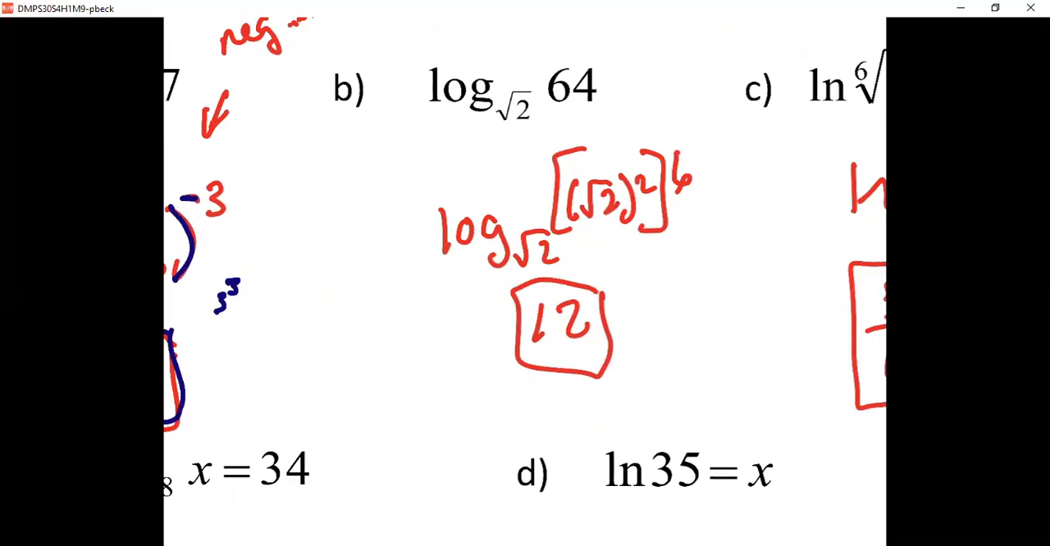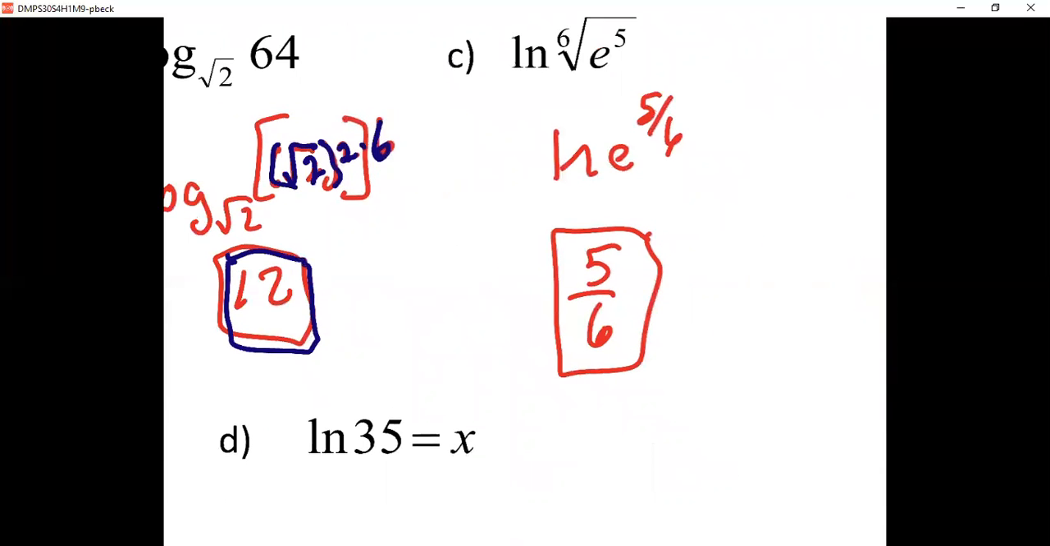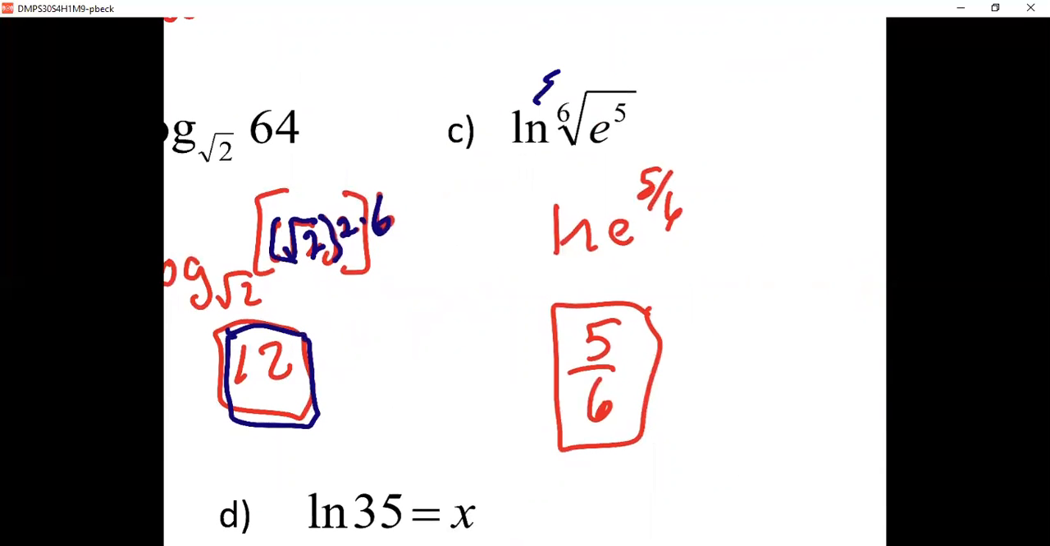This one, log base square root of 2 of 64. So 64 is the square root of 2 to what power? I know that if I take the square root of 2 and square it, I get 2. But then I have to raise that to the 6th power to get 64. So we multiply the exponents to get 12. And last but not least, we have what's called natural log. Natural log is log base e. So this is log base e of e to the 5/6 power. Log base e undoes the exponential base e, and that gives us just 5/6.